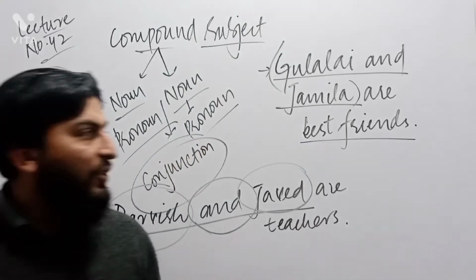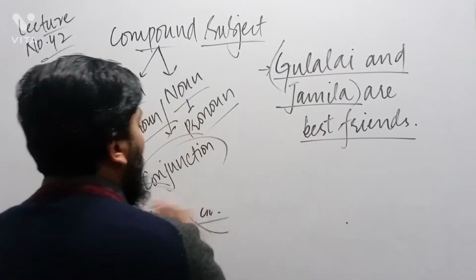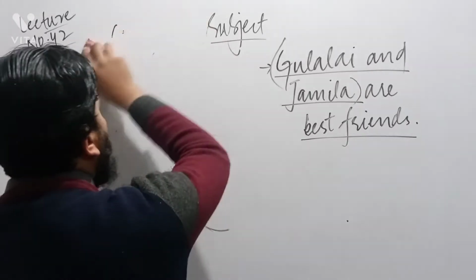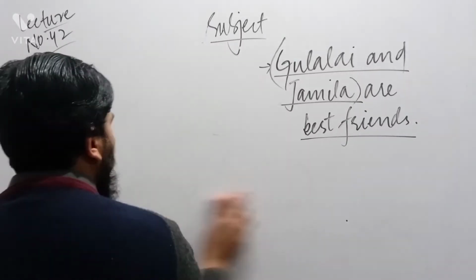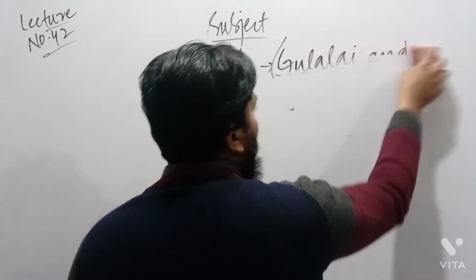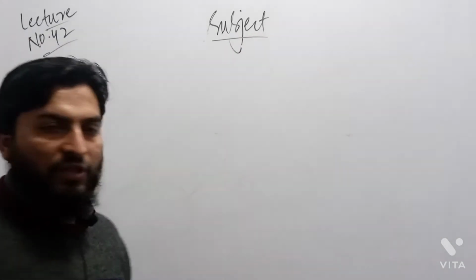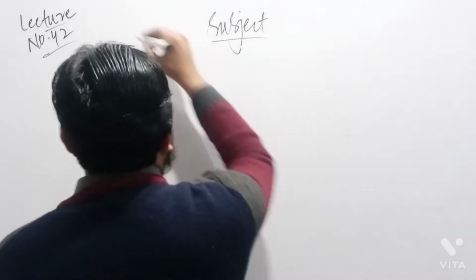Then we have complex subject. Complex subject is another type of subject which we understand that when a subordinate clause is used in place of subject, this is called complex subject.